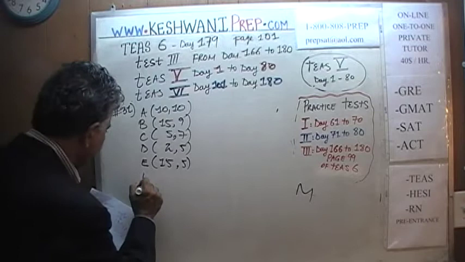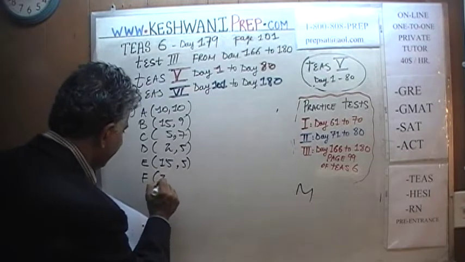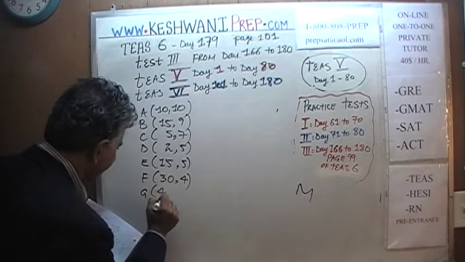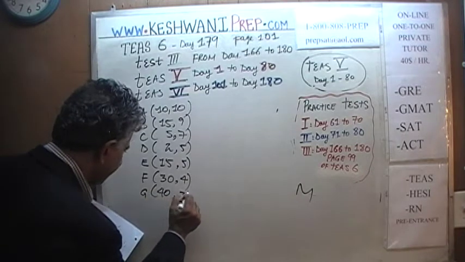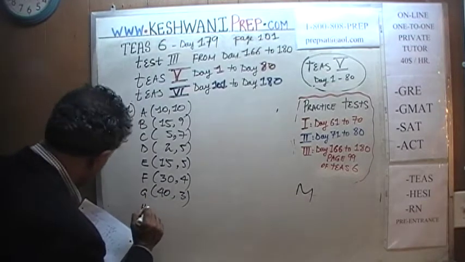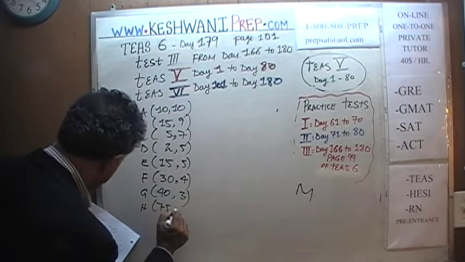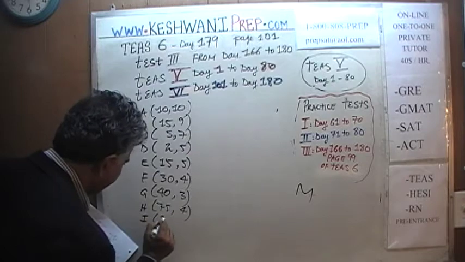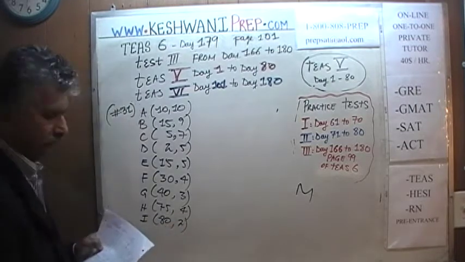F is 30-4, G is 40-3, and H is 75-4, and I is 80-2. Let's plot them, shall we?